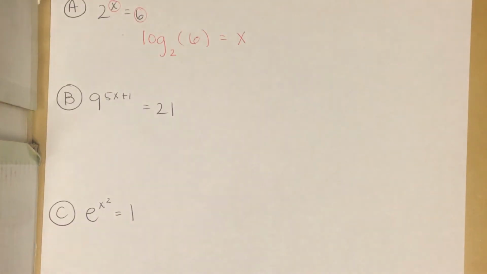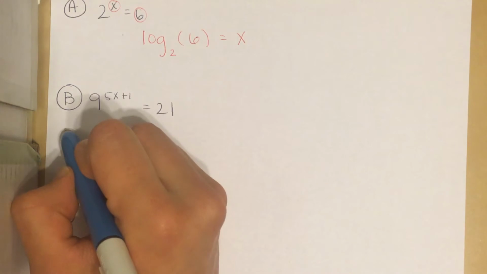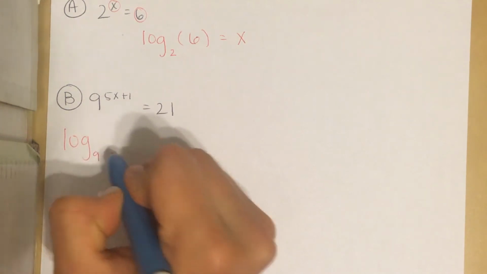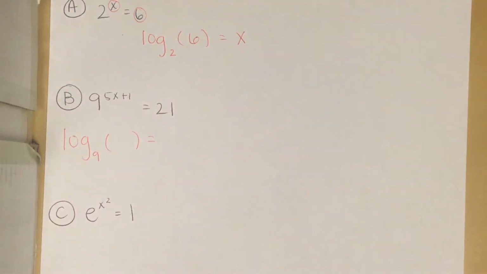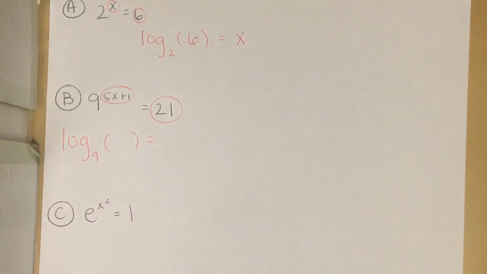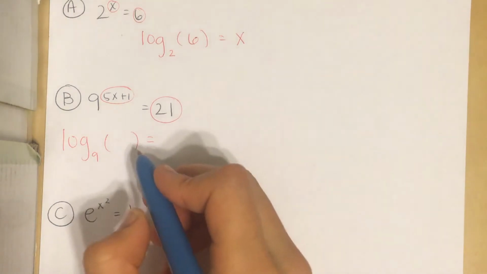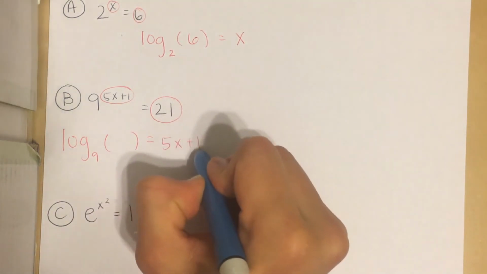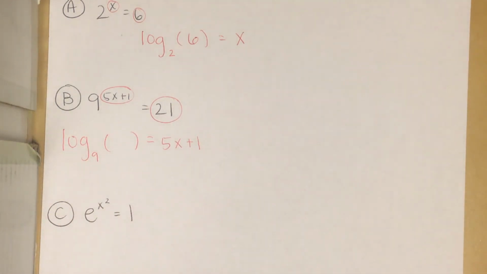Same idea in problem B. I'm going to write it straight underneath. This would be log base 9. It has to have the exact same base. And the x and y's switch sides of the equal sign. So the 5x plus 1, the whole thing moves over to the other side of the equal sign, and the 21 comes over here with the 9.